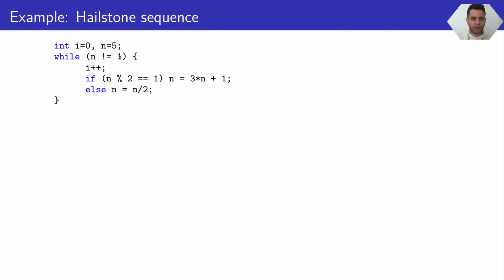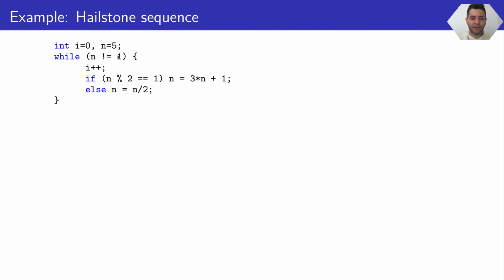So, just very fast, we start with 5. Is n different from 1? Yes, it is. It's 5. It's odd, so 3 times 5 plus 1 is 16. So now n is 16.